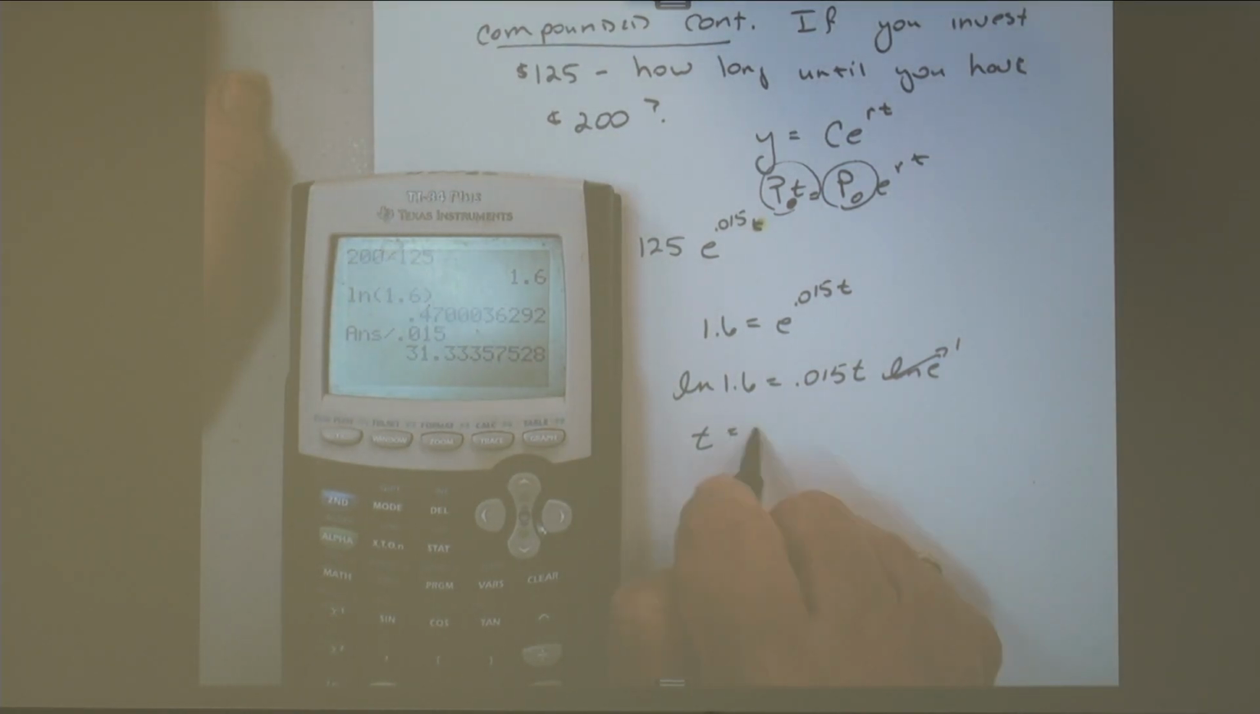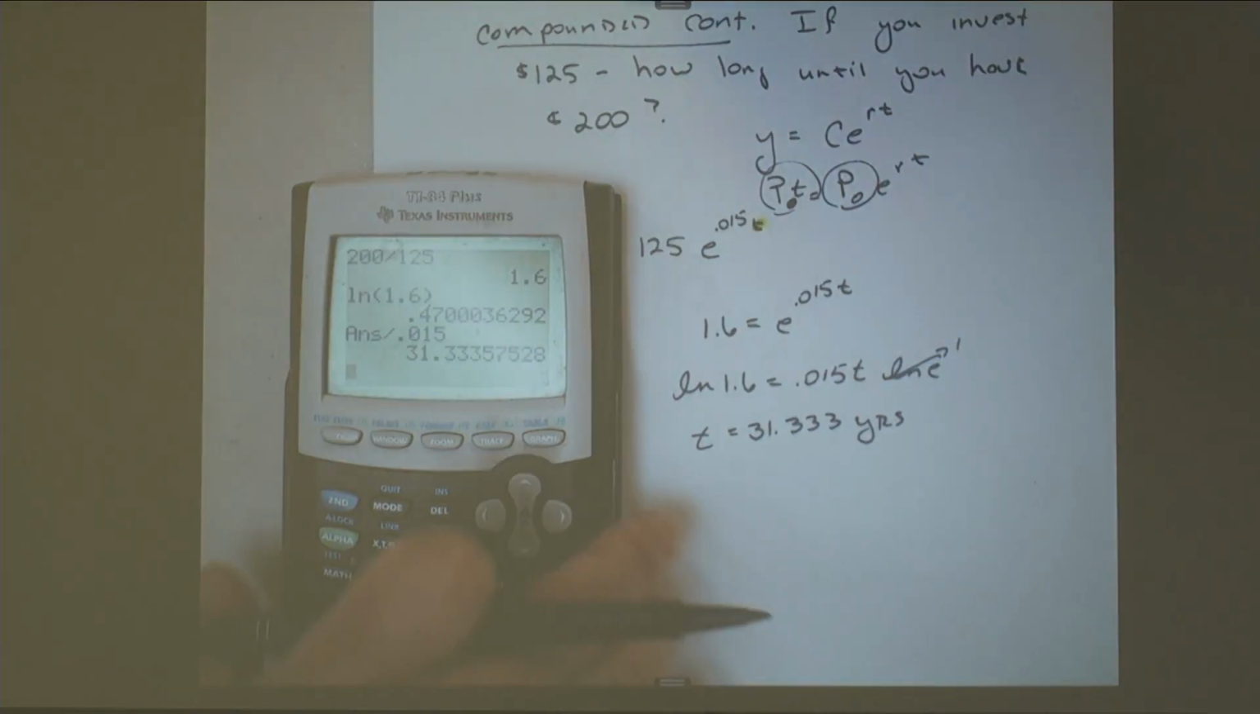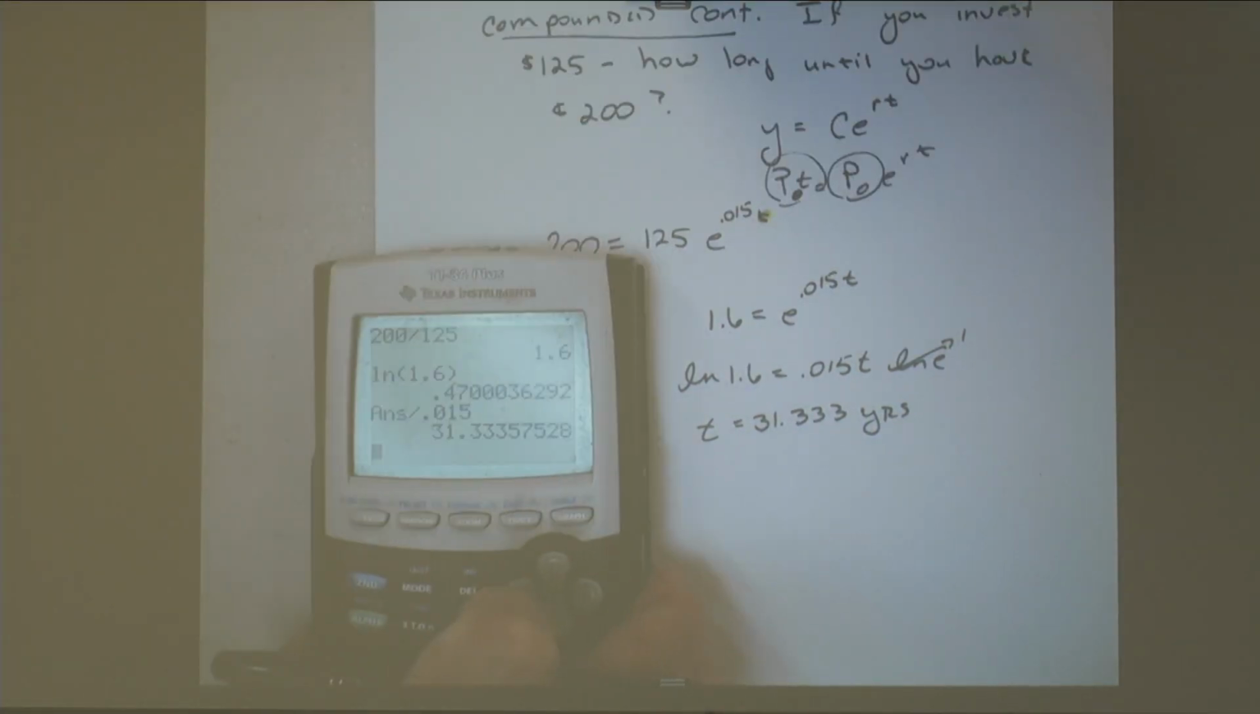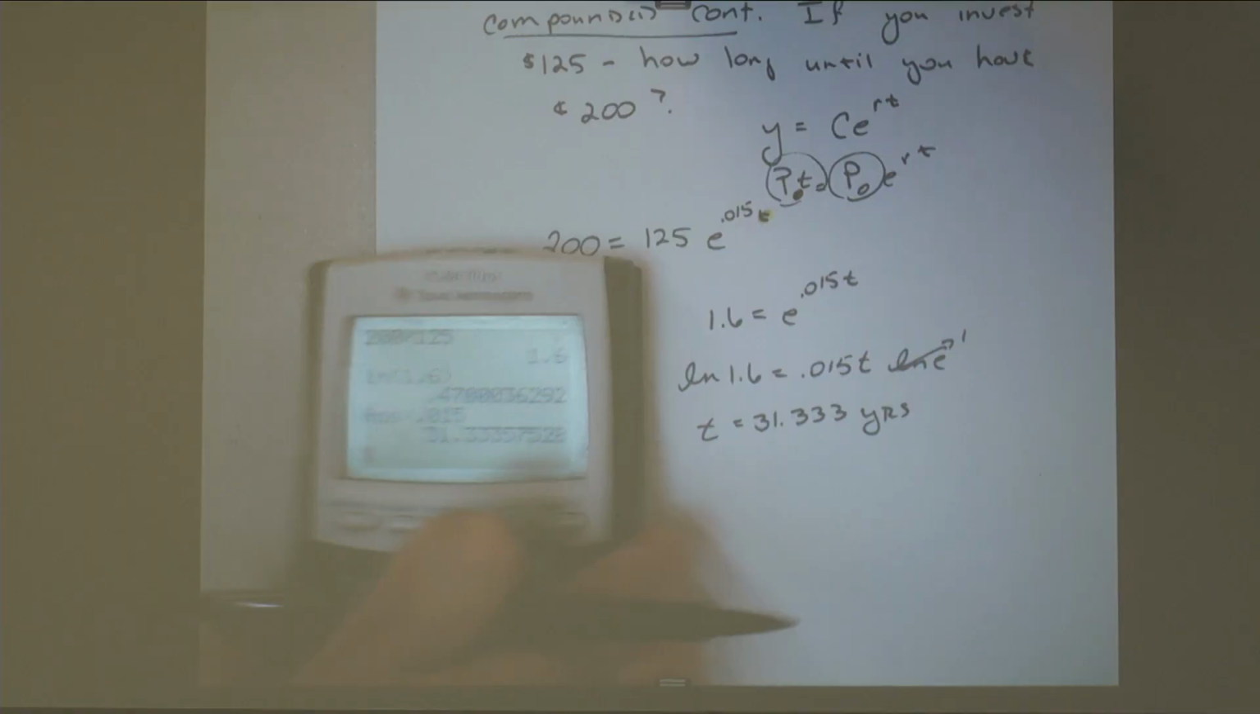So you should be at 31.333 years to have your investment grow from 125 to $200 at 1.5%. Okay, fairly straightforward. The hardest part of that question is recognizing when it says compounding continuously, you've got to head straight to that PERT equation.